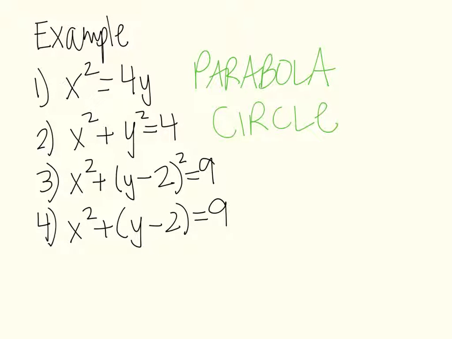For number 3, I notice that my x is squared and my y is squared, so this is a circle as well. And this last one has only an x value that's squared. There's no squared out here. My y value is all by itself. So that means that this guy is a parabola.